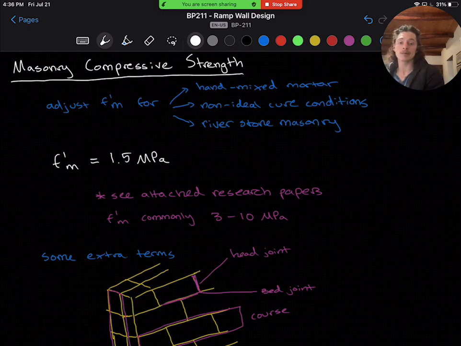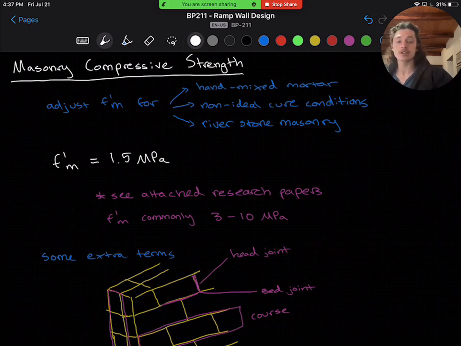And from a few other research papers, we see values of F'(m) commonly between the range of 3 to 10 megapascals. And we are taking an even lower value than this, partially because the mortar is being hand mixed in the field, we don't have perfect curing temperatures, and we're unsure of how well the grout is actually getting up in the masonry and forming those bonds. So we're going to take a really conservative value of 1.5 megapascals for our F'(m).